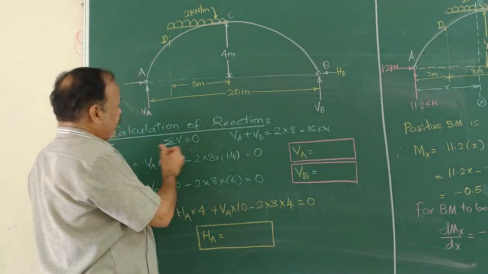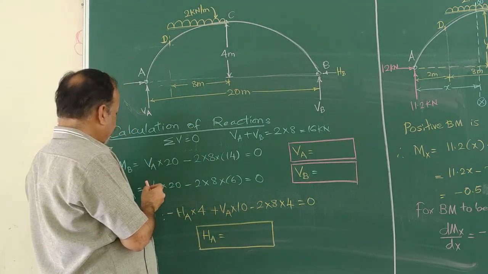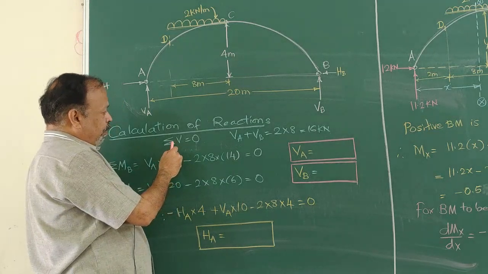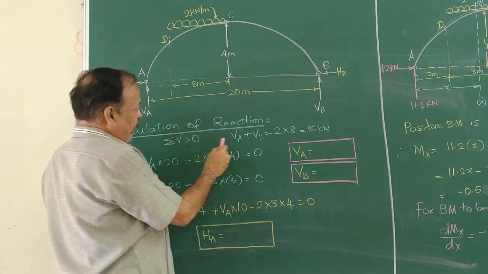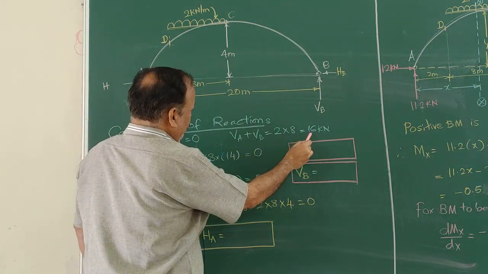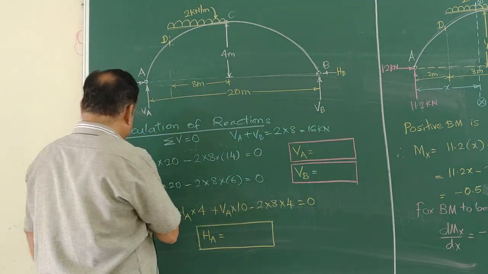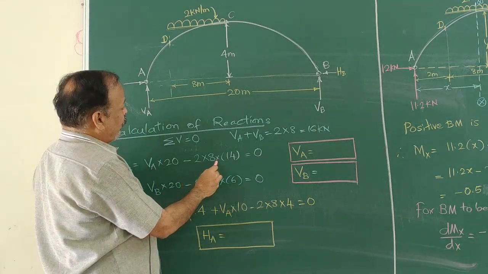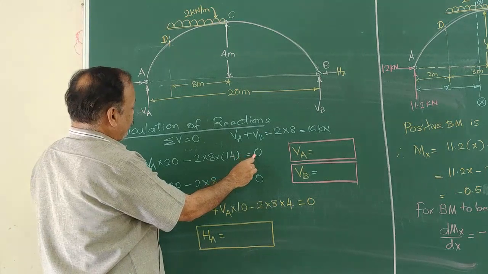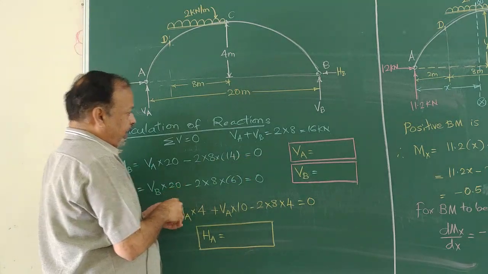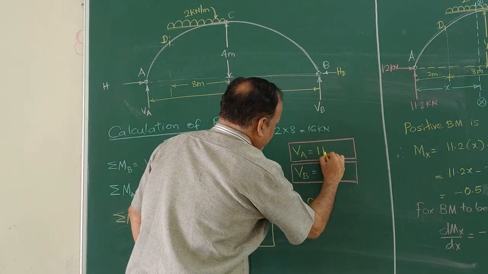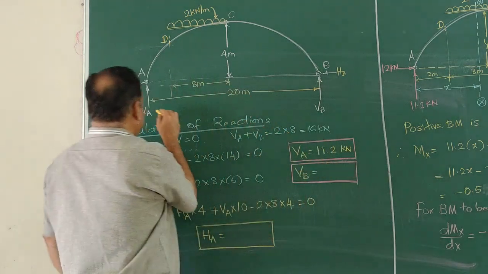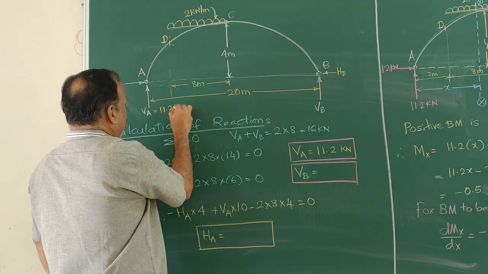So first we will calculate the reactions. By using the equation sum of all the vertical forces equal to 0, that is VA plus VB is equal to 16 kilonewton. Then taking moment about B, we have VA into 20 minus 2 into 8 into 14 is equal to 0. From this, VA we get 11.2 kilonewton.